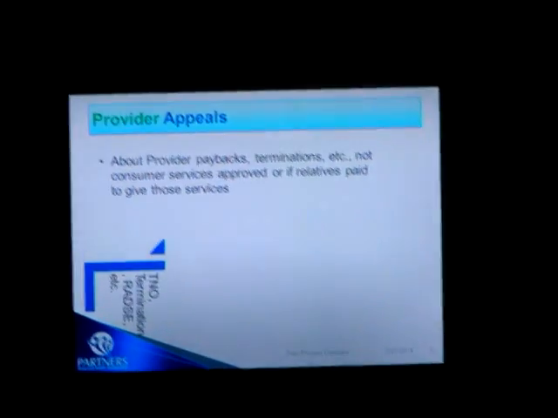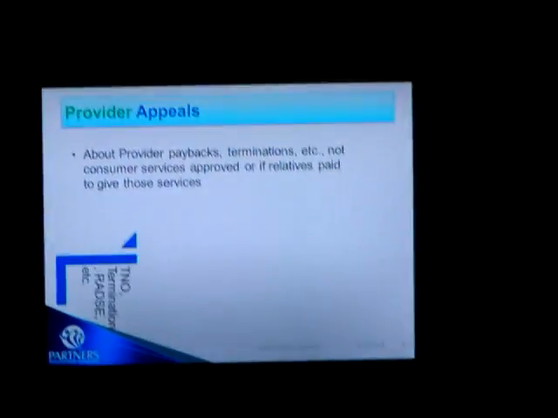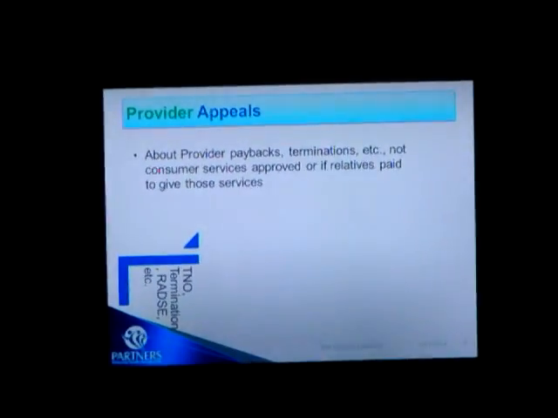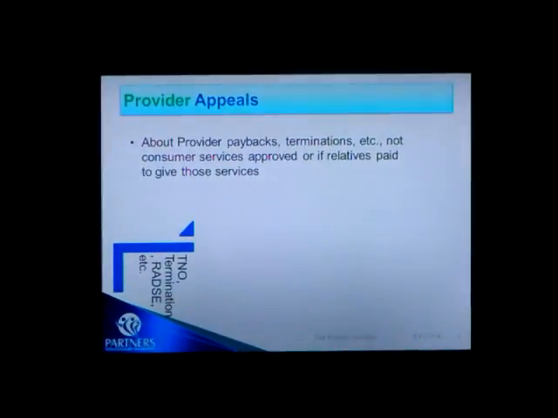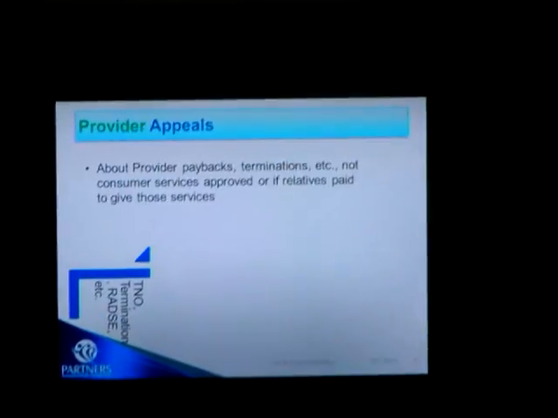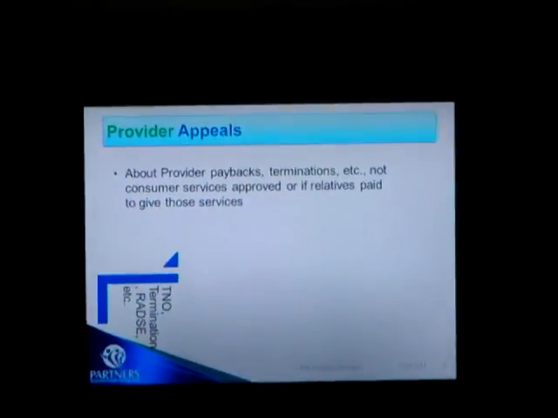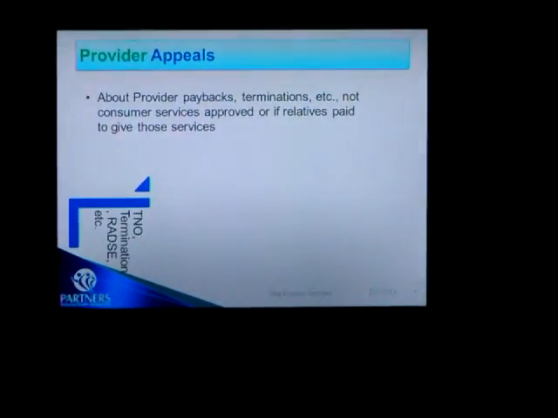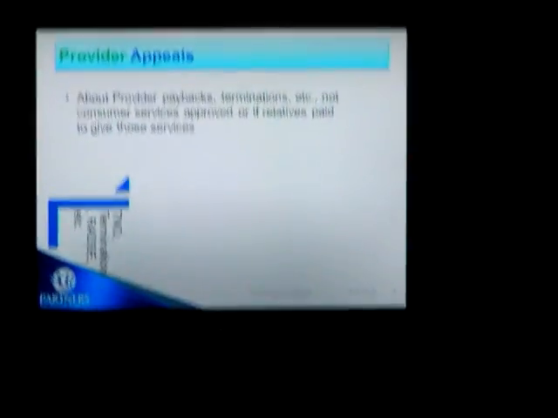Third process, provider appeals. These are getting much more complex these days, so I've tried to get it down really short. As I said, paybacks, terminations. These are not consumer services. The consumer services have already been approved, so that's not involved here. This is also not about which employee gets to do it, or a relative as direct support employee getting to do it. This has to do with the provider itself.